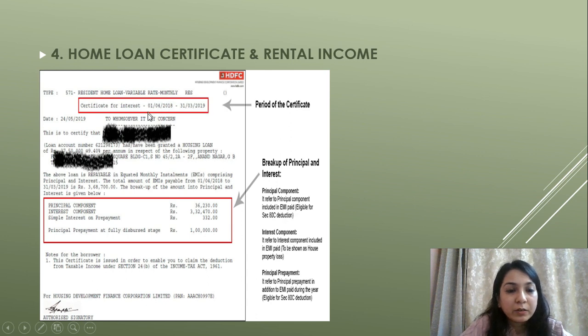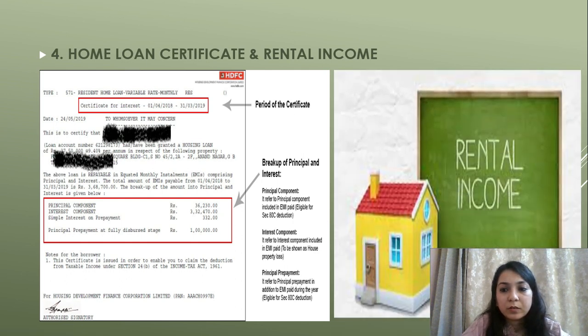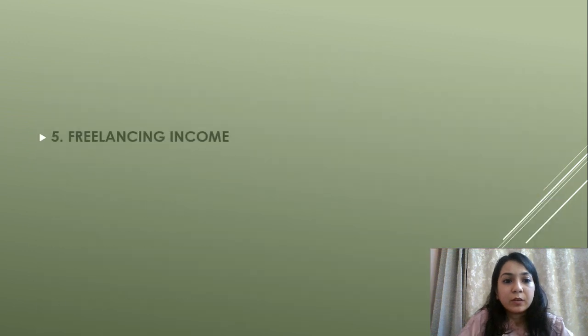So here it is period of the certificate, and then here the principal component and the interest component you have paid during the year. The breakup is given here. Also make sure that if you have any property on rent, you should include it in your income tax return.